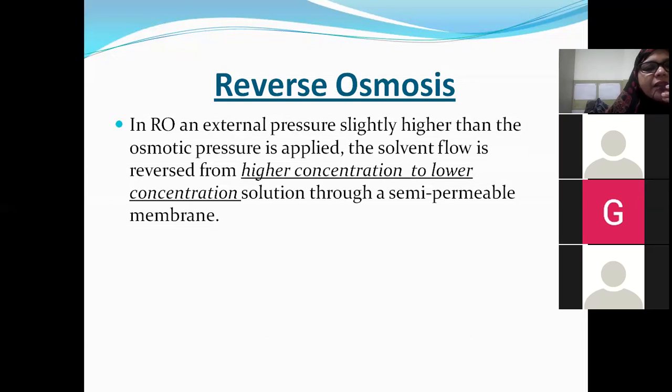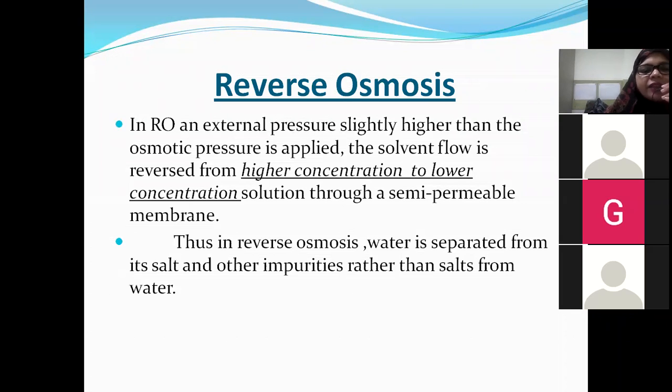Solvent is going to flow from higher concentration to lower concentration through a semi-permeable membrane by force. हम लोग यहाँ पे जबरदस्ती external pressure apply कर रहे हैं ताकि आपका पानी higher concentration से lower concentration की तरफ जा सके. Okay. So thus in reverse osmosis, water is separated from its salt and other impurities rather than salts from the water.